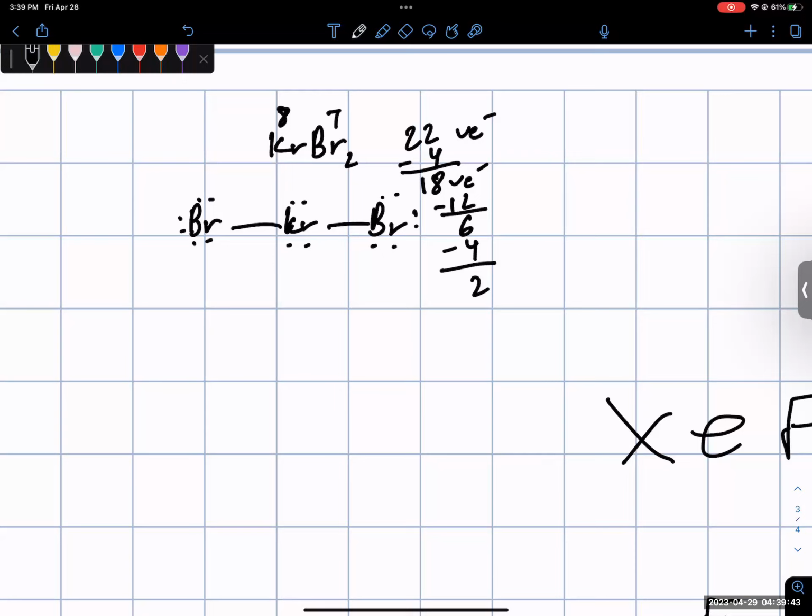Let's take a second. Wait, was it everything under row 3? Everything in row 3 and under. All right, they can have an expanded octet. So then you can subtract 2 more again, and then add another lone pair here.